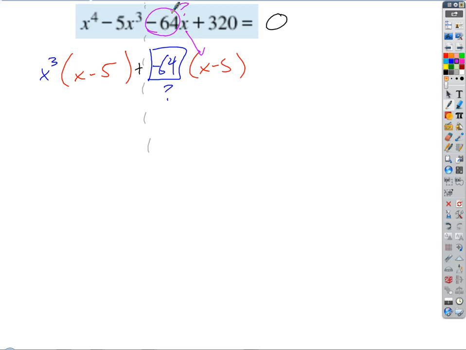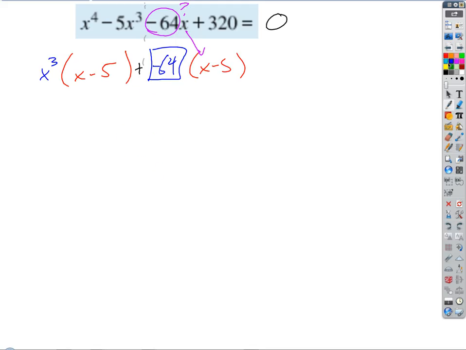So this boils down to just, does that work? Is negative 64 times negative 5 320? And it is. You see that? You guys see how we can make that? We don't even have to think that hard about it. And so then, now where are we? So this did work.